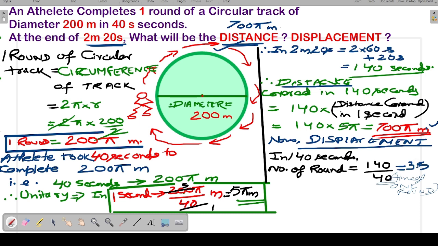So in 2 minutes and 20 seconds the athlete completes 3.5 rounds, right? I have corrected this here because it was not very readable, so I mentioned it very clearly. 3.5 rounds will be completed by the athlete in 2 minutes and 20 seconds. So we can say that it is 3 complete rounds plus half, that is 0.5 round.